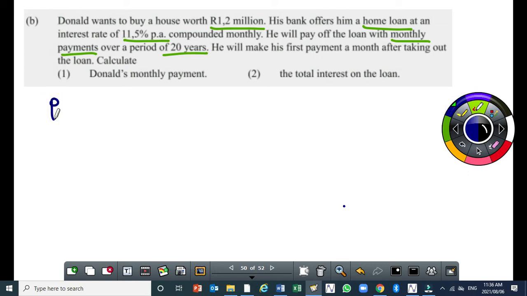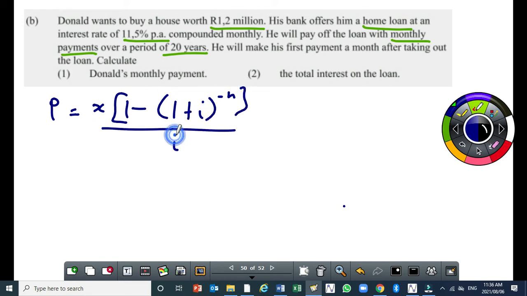So write the formula. In fact, let me write the information. Okay, let me just write the formula first. Right, this will be 1 minus (1 plus i) raised to the power of minus n, all over i.